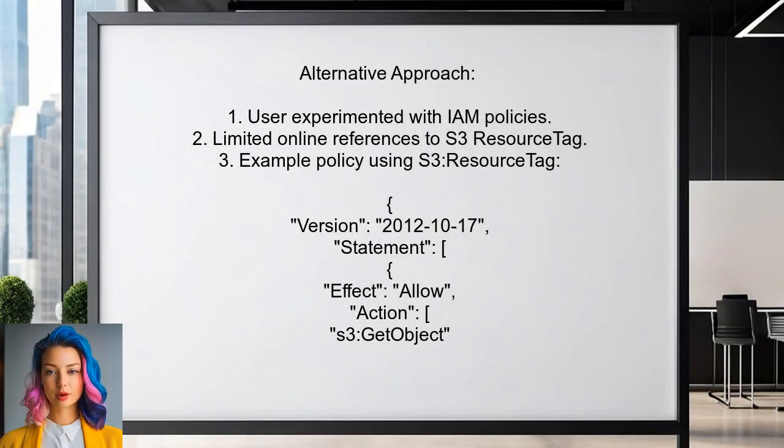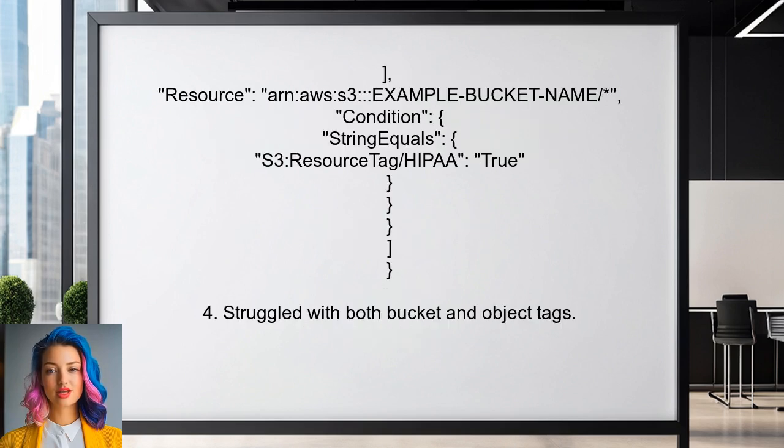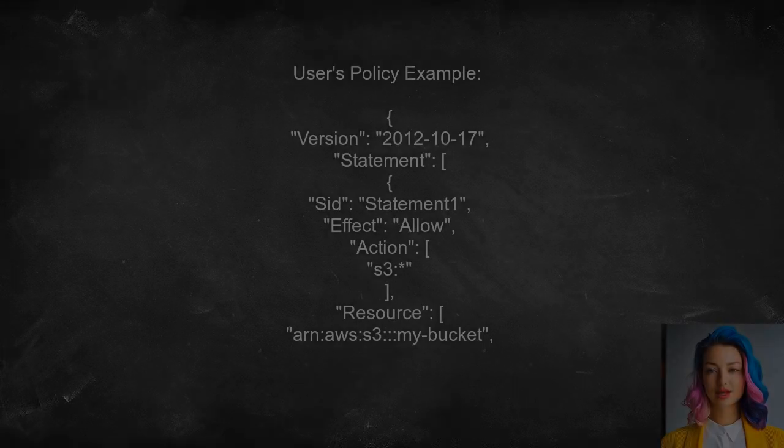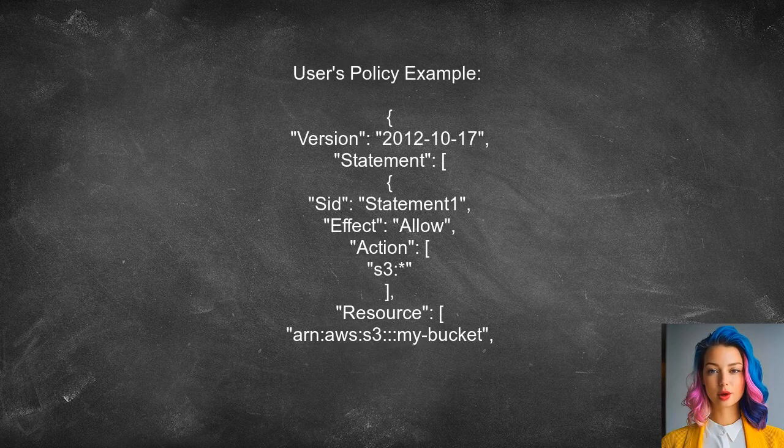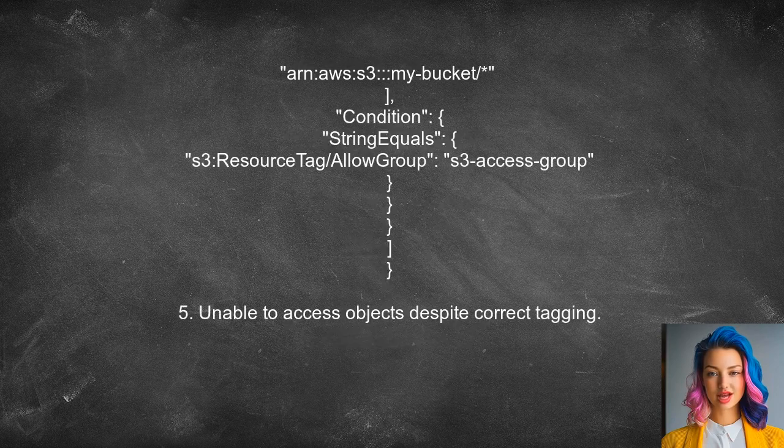Another user experimented with IAM policies for S3 access based on tags. They found that online references to S3 resource tag are limited. They provided an example policy that uses S3 resource tag for object-level access. However, they struggled to get it to work for both bucket and object tags, suspecting that resource tag might only apply to object-level tags. They also shared their own policy example, which aimed to allow access based on a specific tag. Despite having the correct tags on both the bucket and the object, they were unable to gain access, leading them to believe that the resource tag condition might not apply to bucket-level tags.